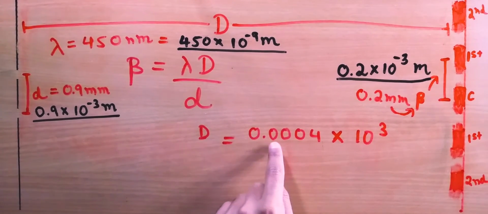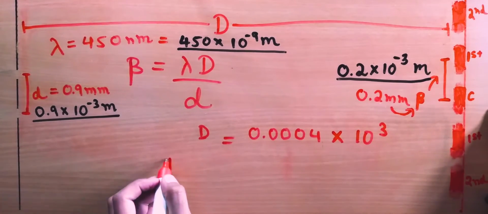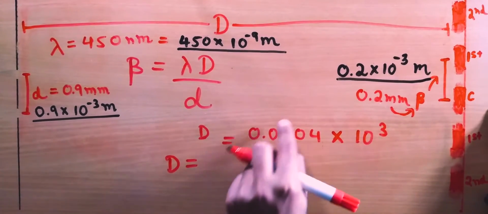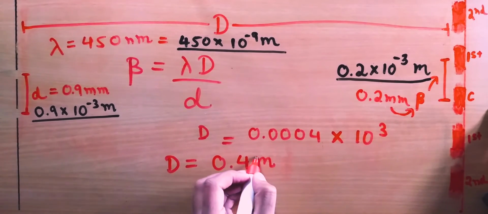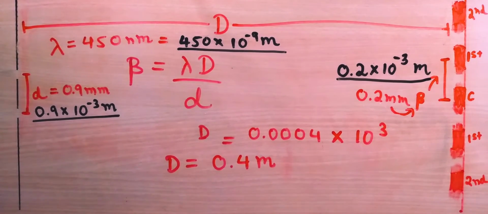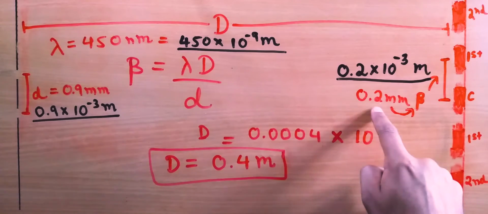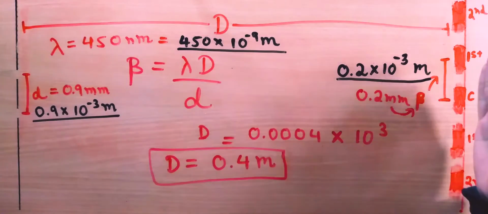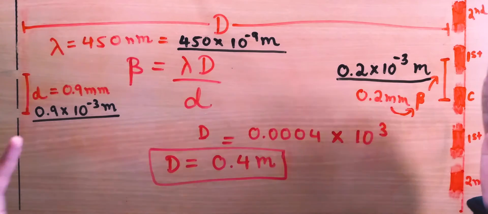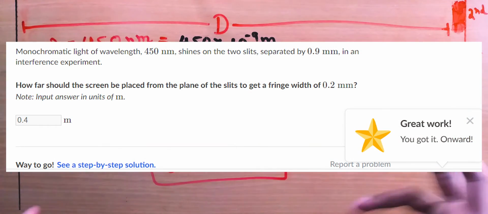Now I have 0.0004 into 10 raised to power 3. I can just solve that and write D equals 1, 2, 3. I get 0.4, and it was meters because I had converted everything into SI units, which is meters. So I get D equals 0.4 meters, which means that to get a fringe width of 0.2 millimeters, or 0.2 into 10 to the power minus 3 meters, I should keep the screen 0.4 meters away from the two slits. And so yeah, by doing that I have found the answer, which is 0.4 meters.